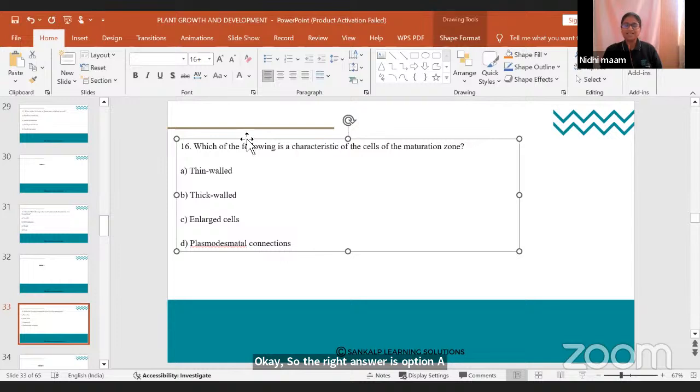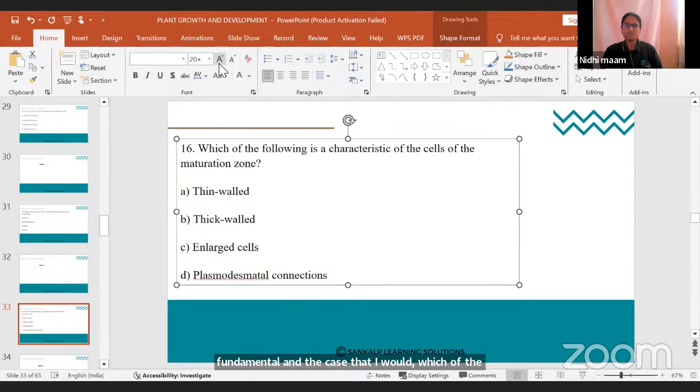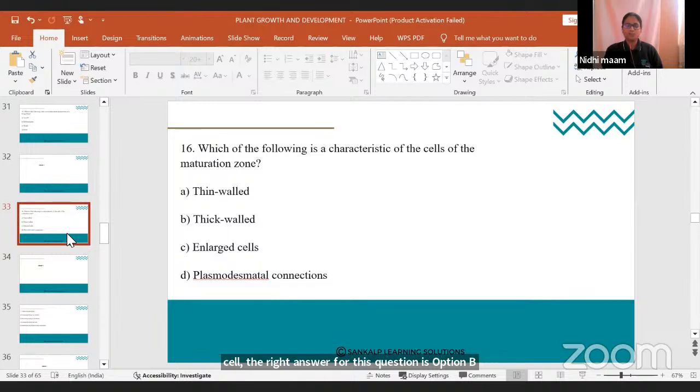Which of the following is a characteristic of the cells of the maturation zone? What is the characteristic of the cells in the maturation zone? Thin walled, thick walled, enlarged cell, plasmodesmatal connections. Yes, Bhimabai Ambedkar answered it quickly. Jyoti, Sharath, Navyashri, Siddhan Gowda, Varun Raj, Bhavana, Impana. Yes, YouTube students, be fast. Most of you voted for option B, some of you voted for option C. As they asked the characteristic of the cell, the right answer for this question is option B, thick walled. Thick walled is the right answer.